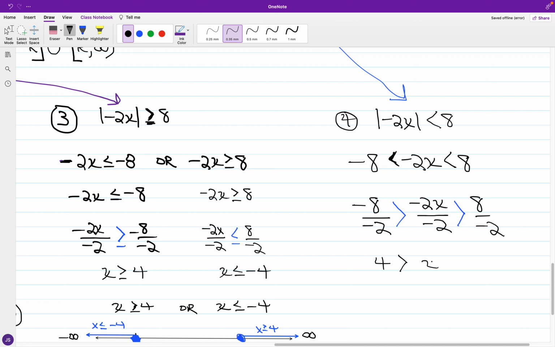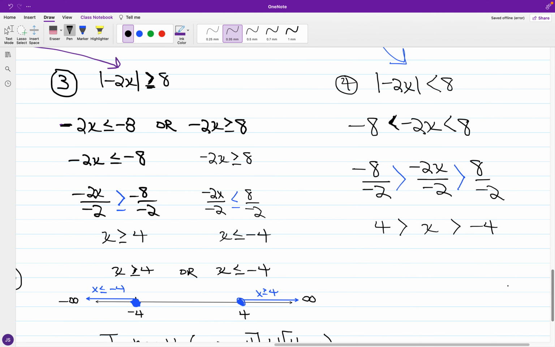We have 4 is greater than x, which in turn is greater than -4. Just putting it in terms of increasing order, -4 is at the lower end, so flipping it in the rewrite: x is greater than -4, same as saying that -4 is less than x. And 4 is greater than x, the same as saying x is less than 4.